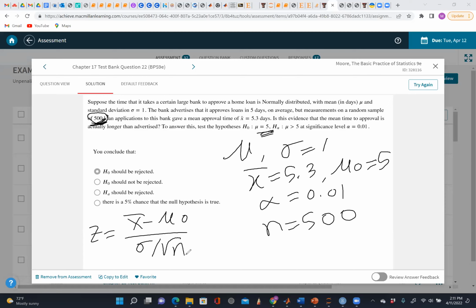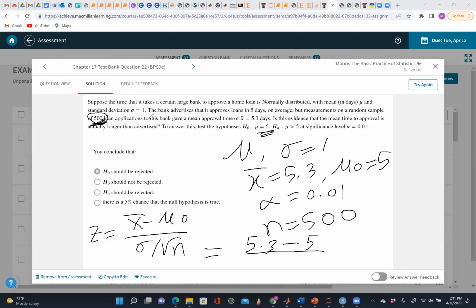Now we need to plug in the values of X bar and mu 0. So mu 0 is 5 and X bar is 5.3. The test statistic will then be 5.3 minus 5 over sigma over the square root of n.